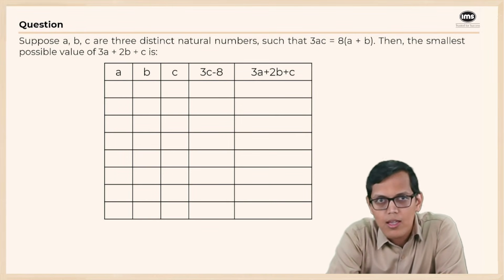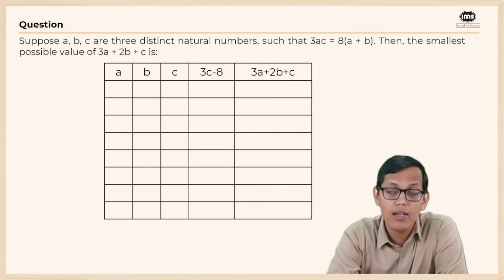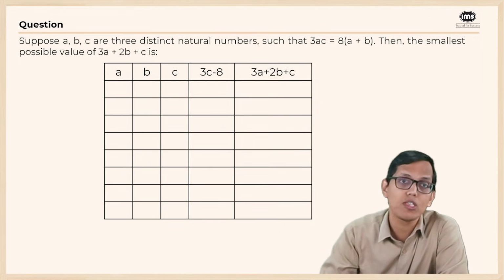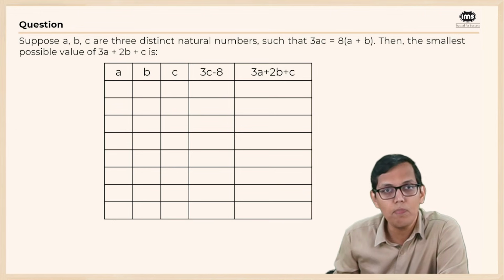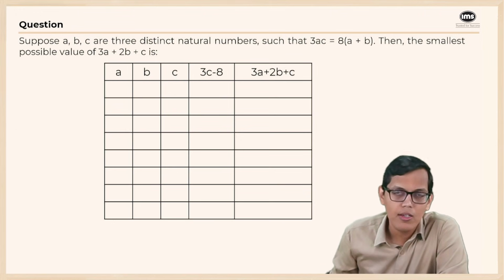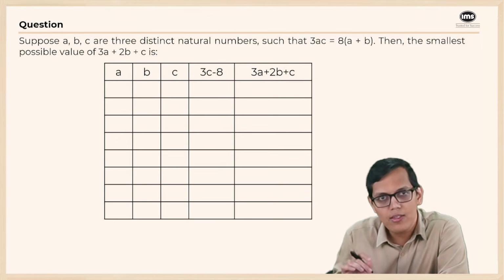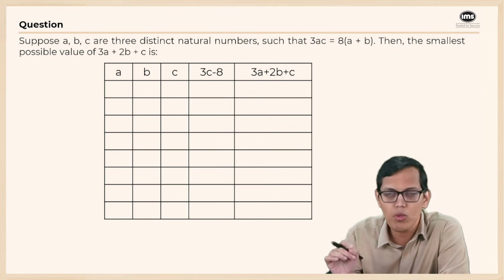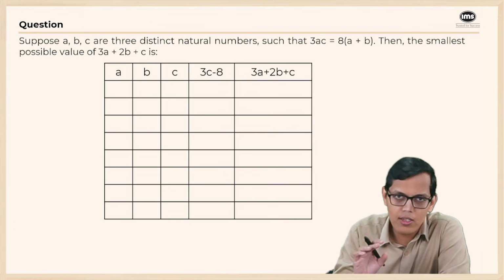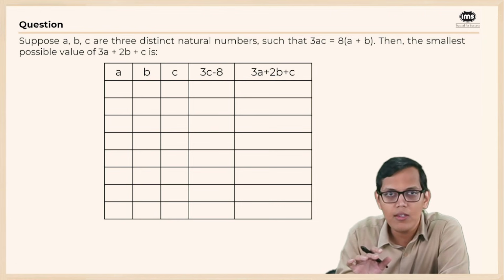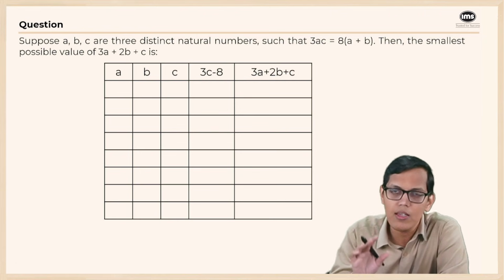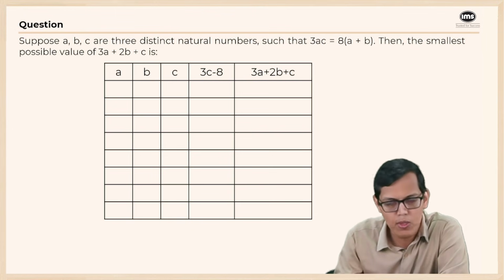Suppose A, B, C are three distinct natural numbers such that 3AC is equal to 8 times (A plus B). Then the smallest possible value of 3A plus 2B plus C is? To be able to find such values of A, B and C which can minimize 3A plus 2B plus C, we have to find some combinations of A, B, C which actually can satisfy the given relationship, that is 3AC is equal to 8 times (A plus B).